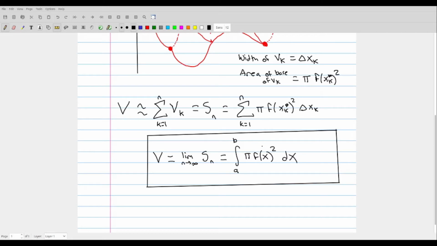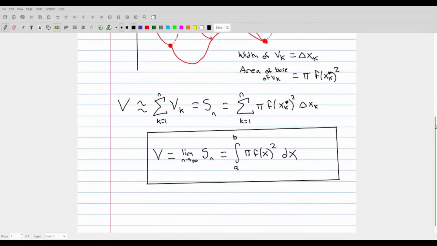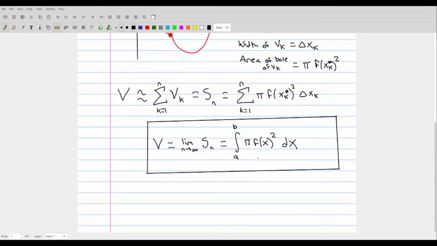So let's go through and see if we can use this to verify some formulas and do some example problems using this formula. By the way, this is actually an example of a more general formula. This holds more generally for a general surface or a general shape.